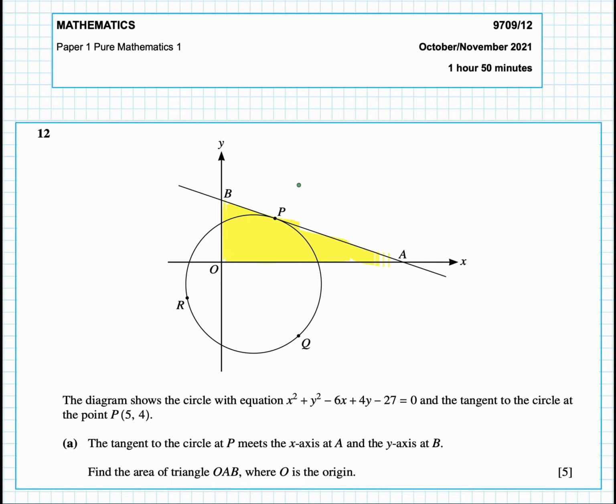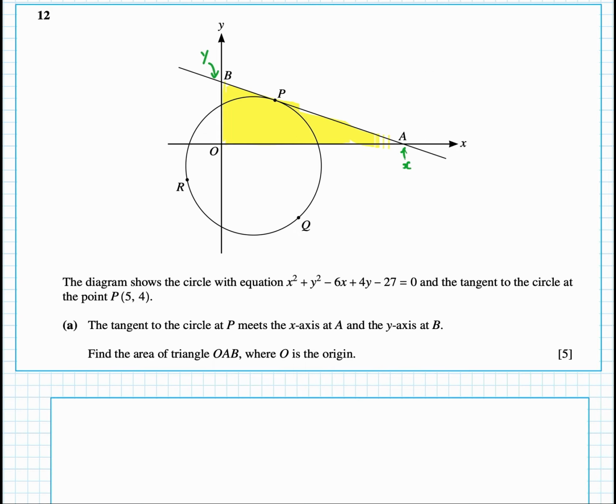So we're going to rearrange the circle equation to find some details. At some point we have to find the x and y value at A and B. So we're going to complete the square, and we'll be able to find our center and our radius where it may become relevant.